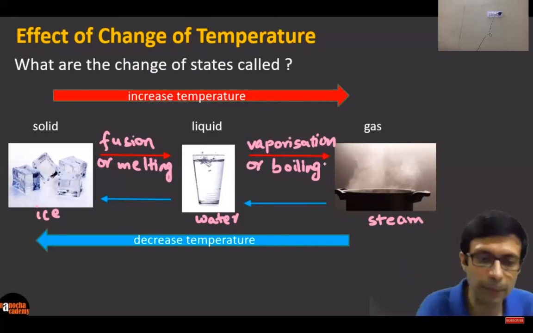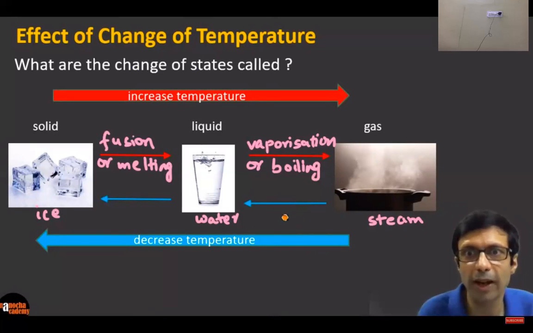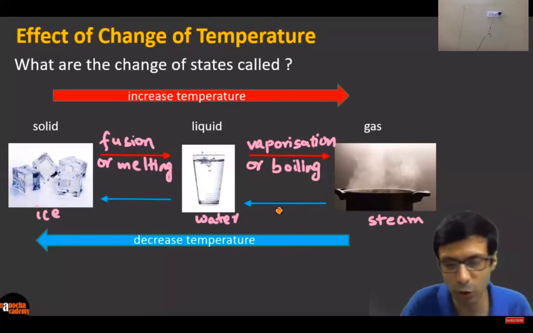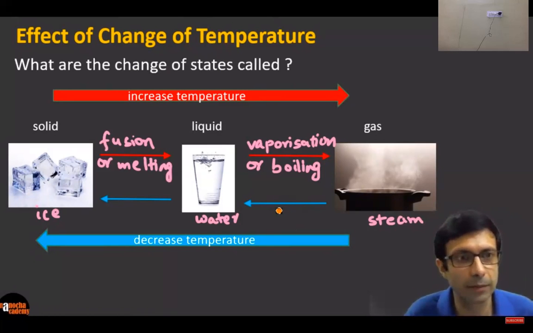Now let's look at the opposite thing. So let's say we have reached the gas state, let's say steam, or water vapor, and now we are decreasing the temperature, and we are coming back. So we know that by doing cooling, we can go from gas to liquid, or steam to water. So guys, can you tell me what should I write here on the blue arrow? So what is this known as? Can you tell me from gas to liquid, what is it known as?